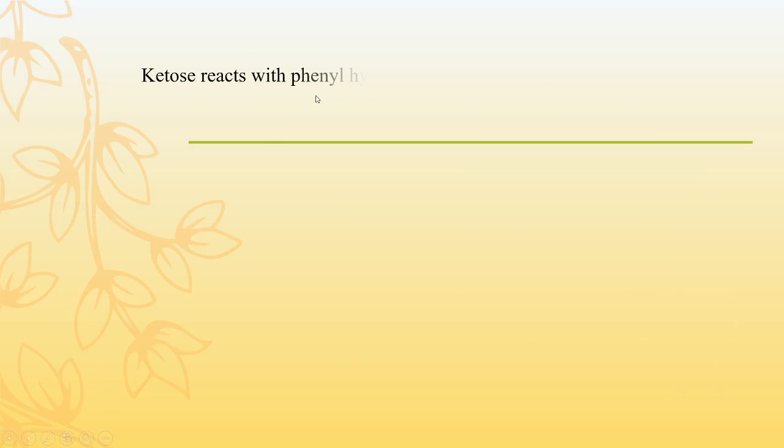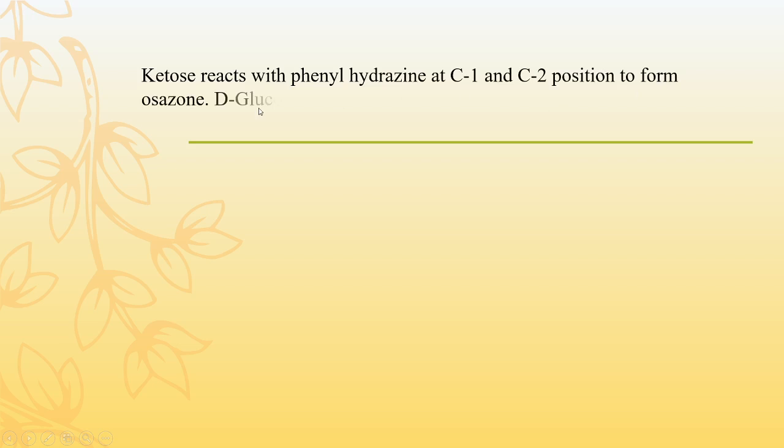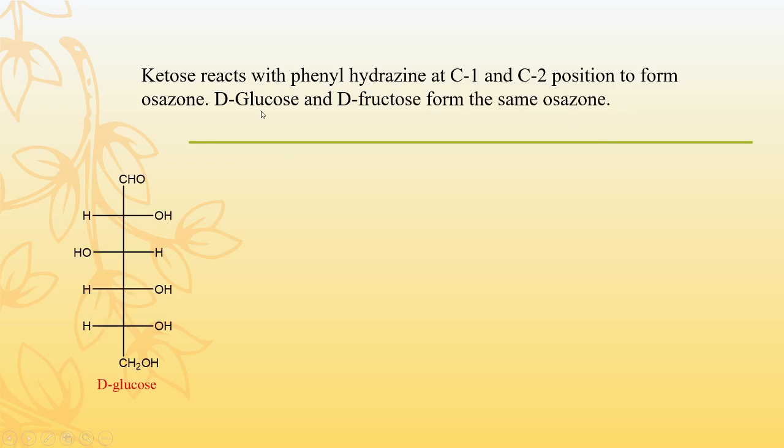Again, the ketose reacts with the phenylhydrazine at the C1 and C2 positions to form the osazone. The D-glucose and the D-fructose form the same osazone.